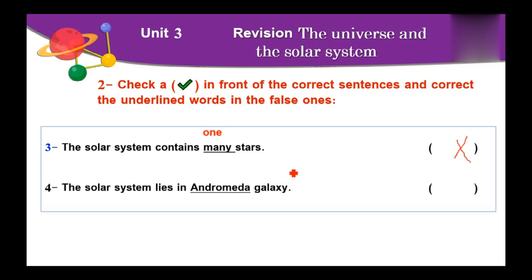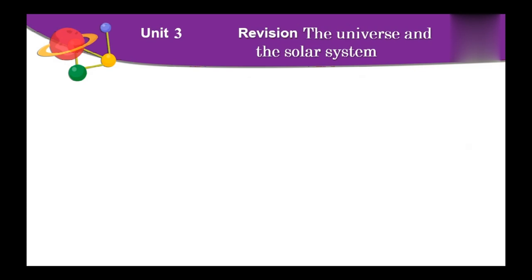Another statement, number 4. Solar system lies in Andromeda galaxy. It is the name of galaxy. This statement is correct or incorrect? Incorrect. Yes. The correct answer is Milky Way. Another question.